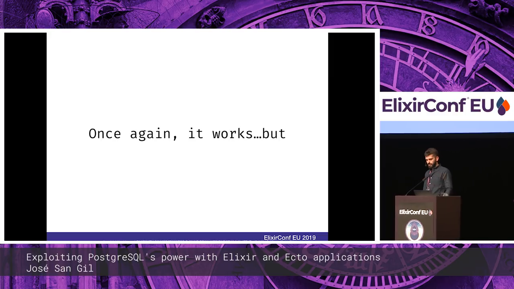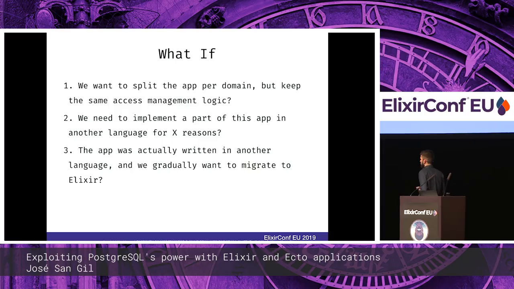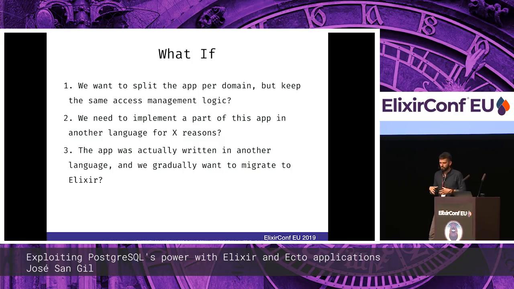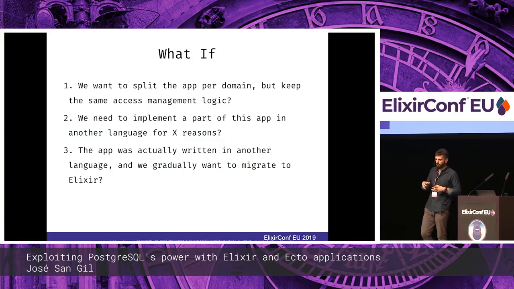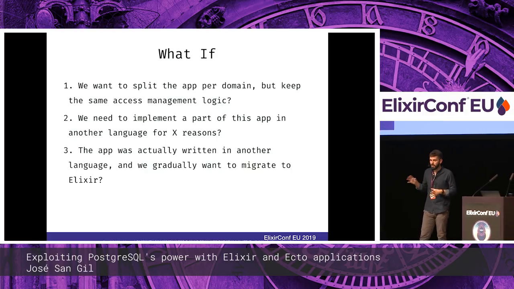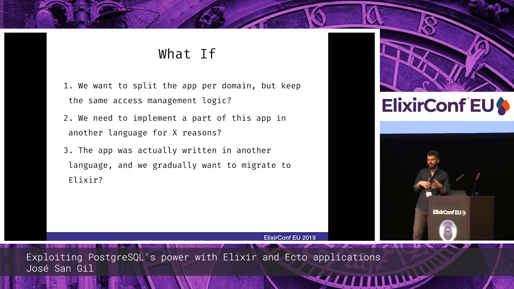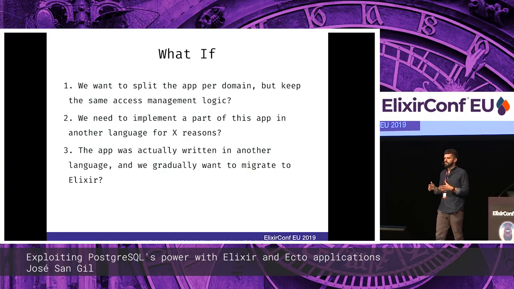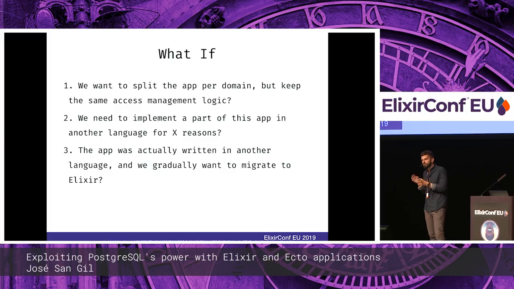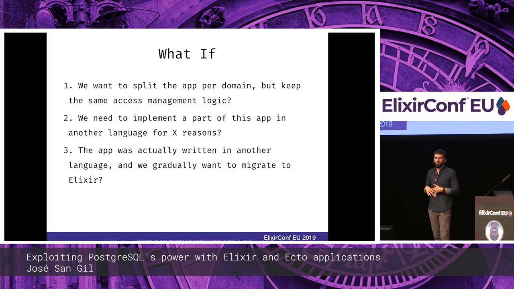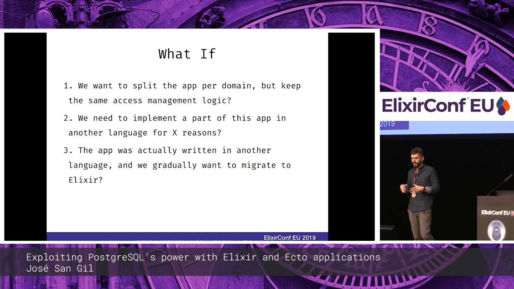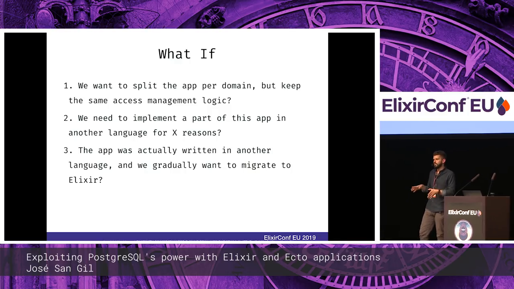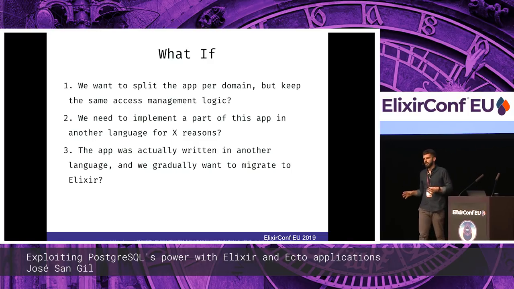But in this case, you might think, OK, there are certain problems with this. What if we want to split the application per domain? Or we have this monolith that we are now separating into more of a components architecture, or even a microservice architecture. Or what if we need to implement this part in a different language? Because for business reasons, it happens that a certain library has better support for this use case in a certain language. Or for example, we have been writing this application in Python or Ruby for years, and we now want to switch to Elixir, either doing a full rewrite or just taking out some components of the application and implementing them again.